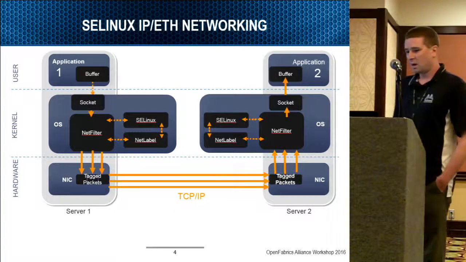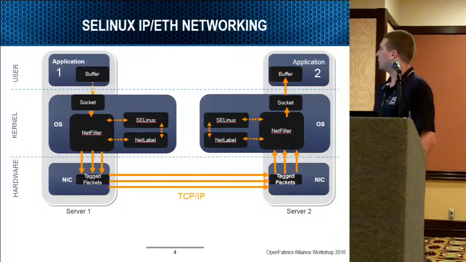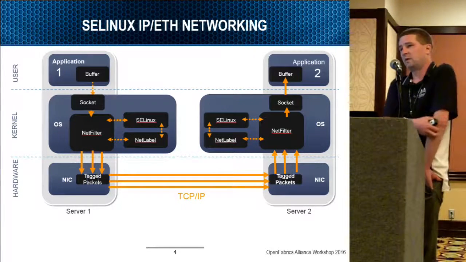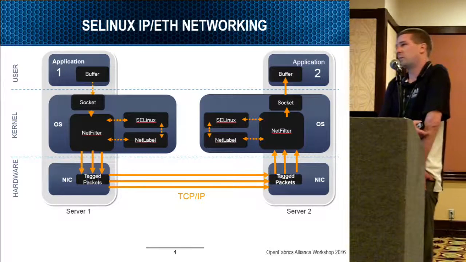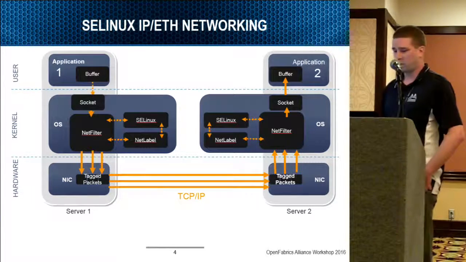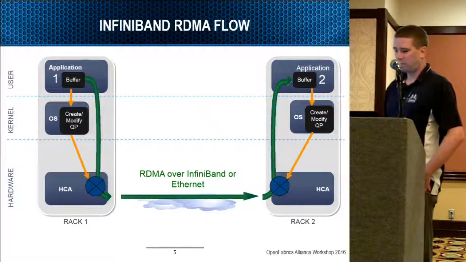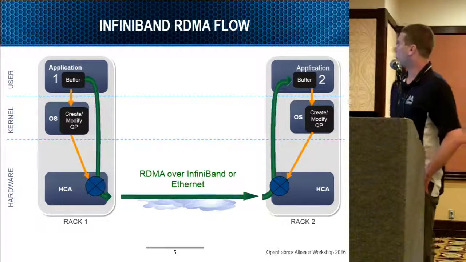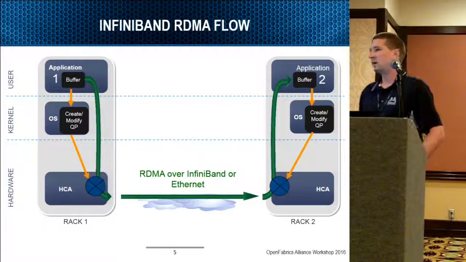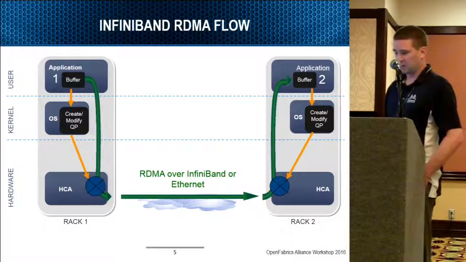So this is a diagram showing how the IP networking stack implements security, or SELinux security specifically. There's a netfilter and a NetLabel module, and they can attach security context to outgoing packets and filter incoming packets based on the security context. So as you know, with RDMA we have kernel bypass, so this approach isn't possible for us. So a little diagram here showing that. So we have to isolate all of our security enforcement into the control path, creating and modifying QPs and things of that nature.